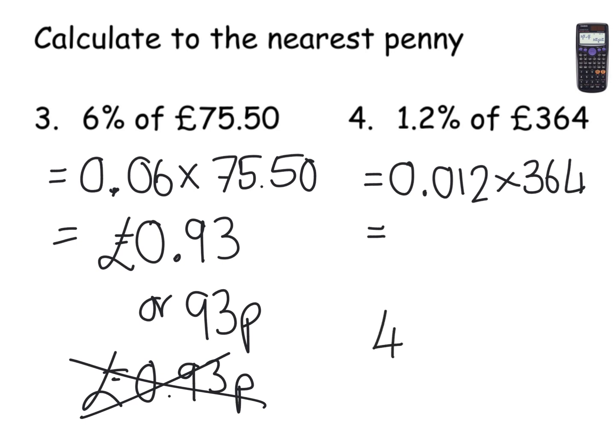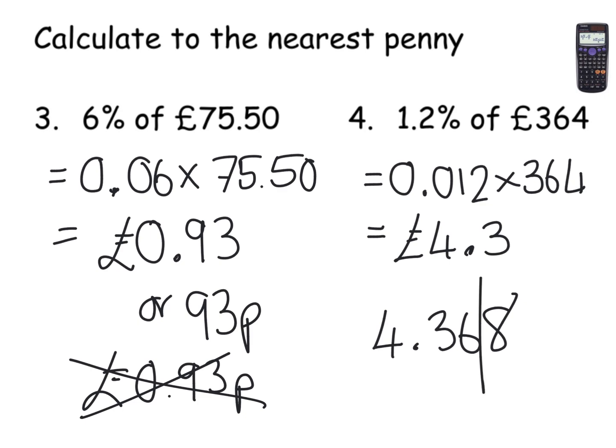Finally, I got one where I need to round. You get 4.368. Now to the nearest penny, that would be £4. At the moment it's 36. But then there's an 8 after it, so that would be 37. So £4.37 for the answer on that one.